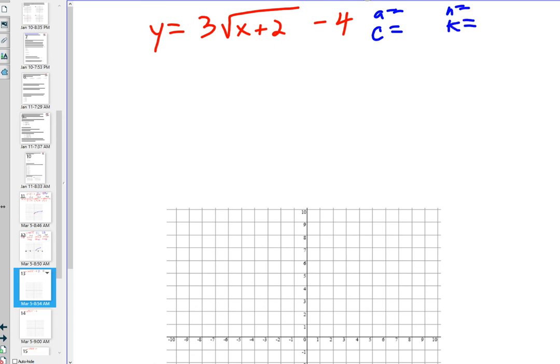What's my A here? 3, good. What's C? 1, yeah, because the number in front of the X on the inside is a 1. What's H? -2, good. And what's K? -4.